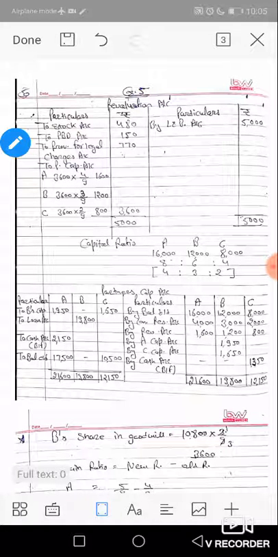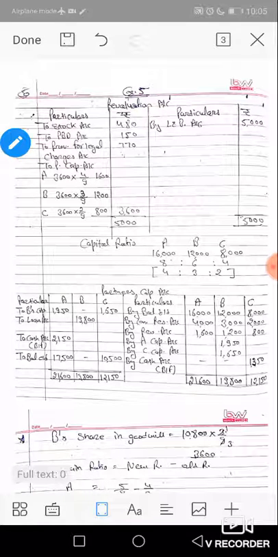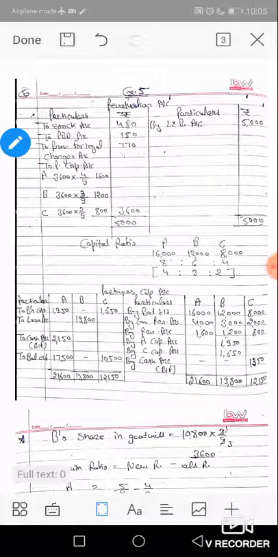Yes, class, open your book, page number 131, numerical number 5, chapter number 3. Now I'm going to start reading numerical number 5.